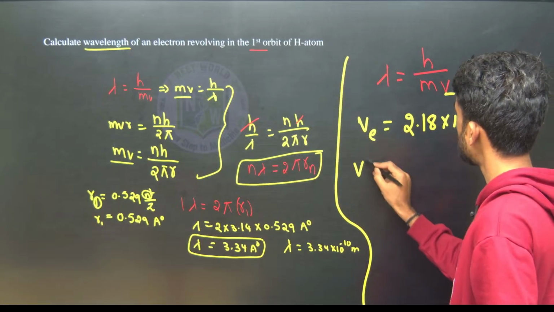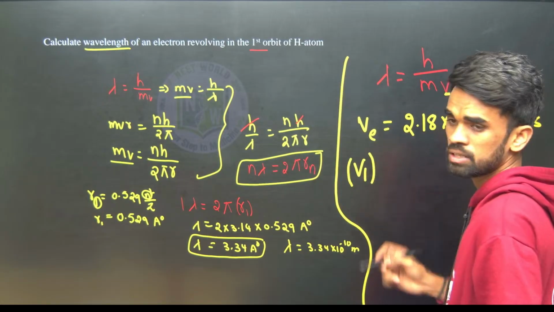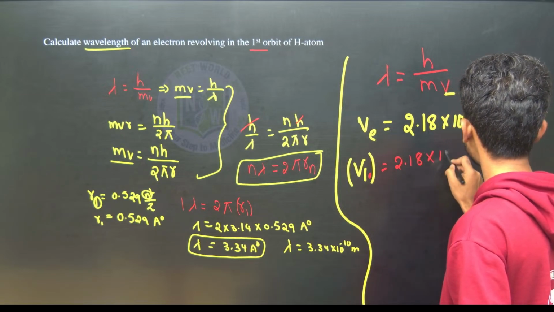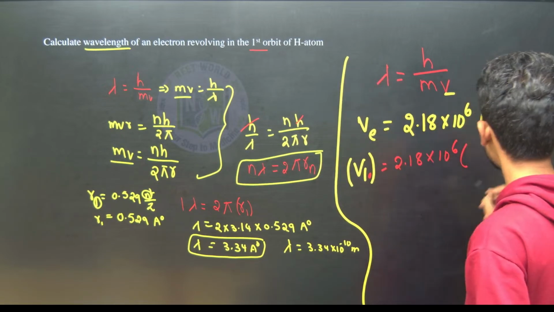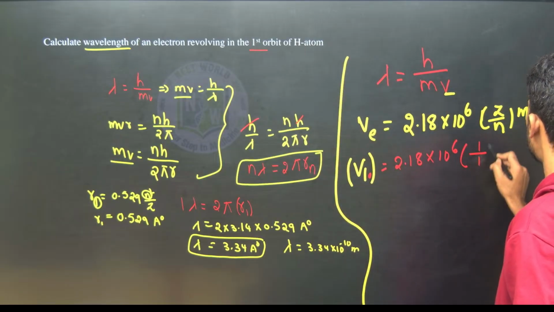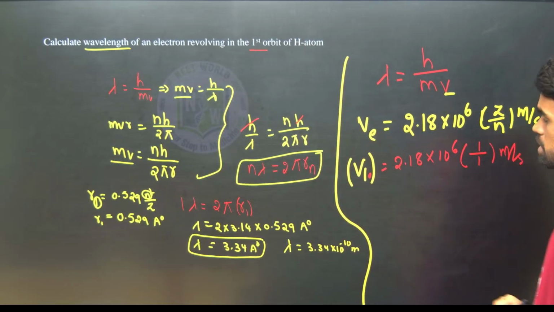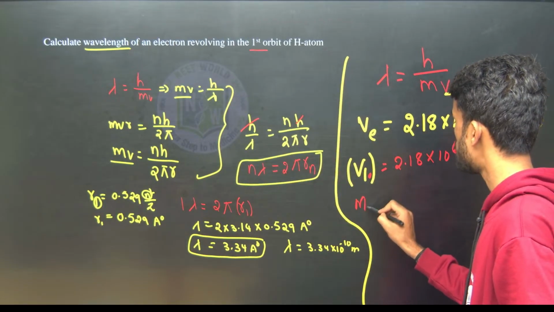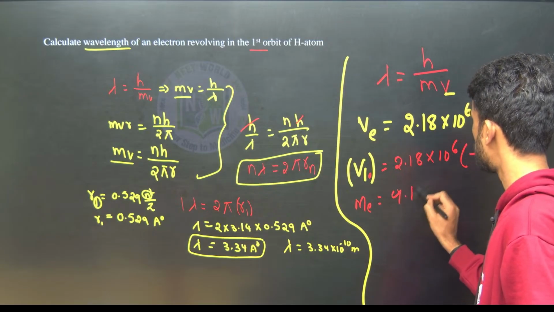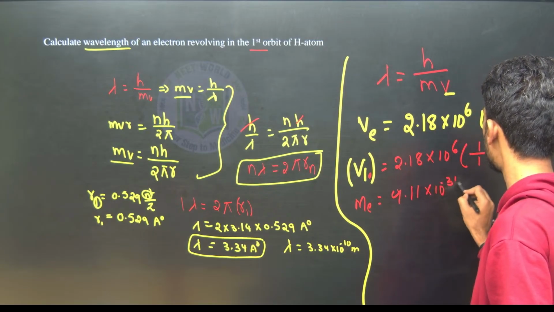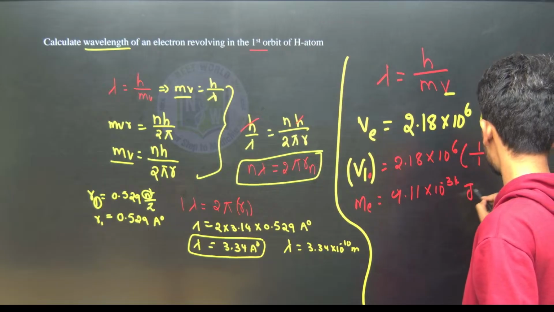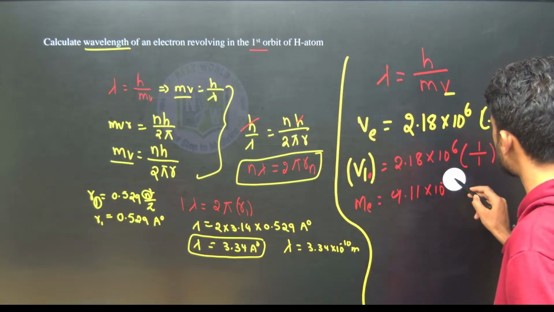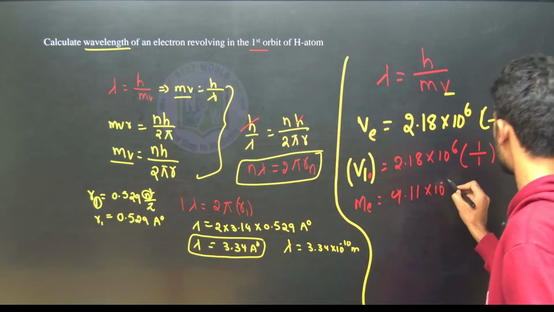So the velocity of the electron in the first Bohr orbit is 2.18 into 10 power 6, z is the atomic number which is 1, and n is also 1. So you will get the velocity in meter per second. This is the value for the velocity of the electron revolving in the first orbit. What is the mass of electron? 9.11 into 10 power minus 31 kg.